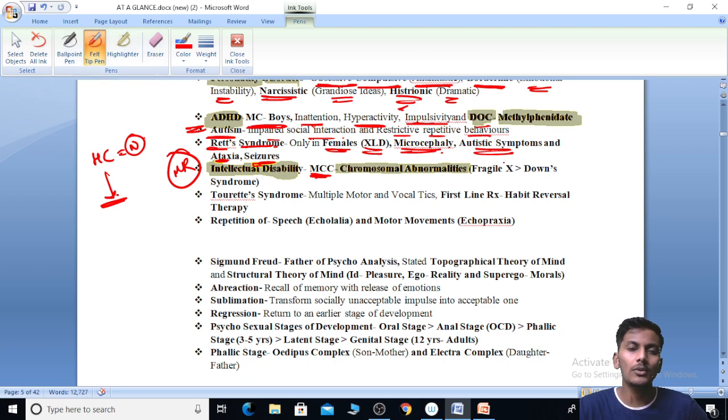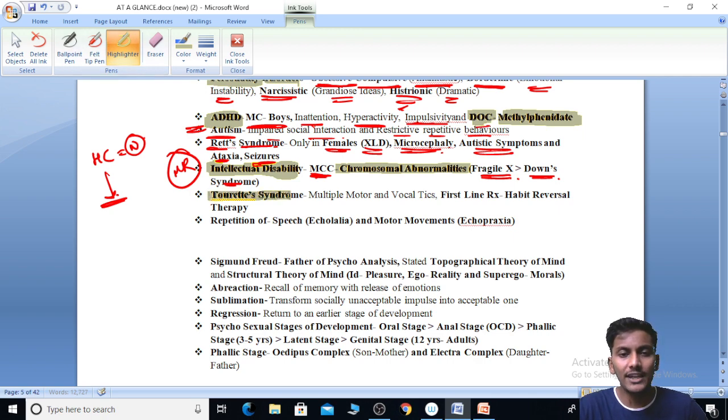And which is the most common chromosomal abnormality leading to intellectual disability? It is Fragile X syndrome. The most common one is Fragile X syndrome, followed by trisomy 21, known as Down syndrome. Remember this. Next is Tourette syndrome.